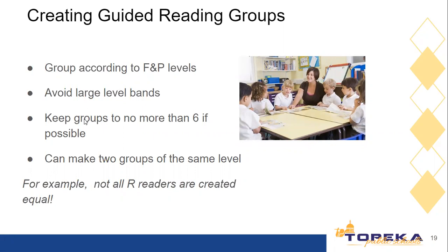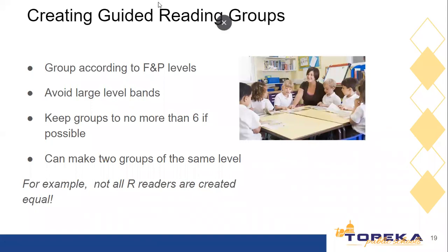You want to avoid large grade level bands. So you don't want to do an A through D group, for example. You don't want to do an L, P, Q group, for example. Add R into that, because you want to have them as targeted as possible. And again, no more than 6 at the same level, so you can make 2 groups.